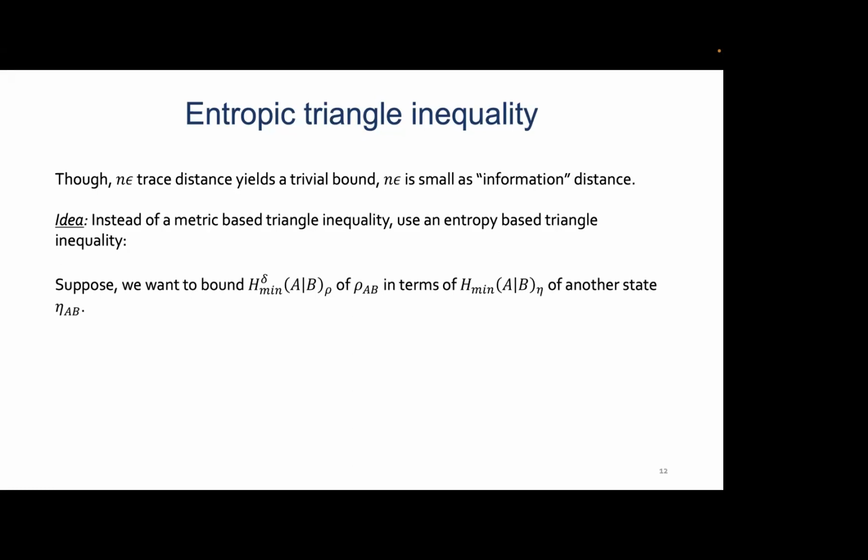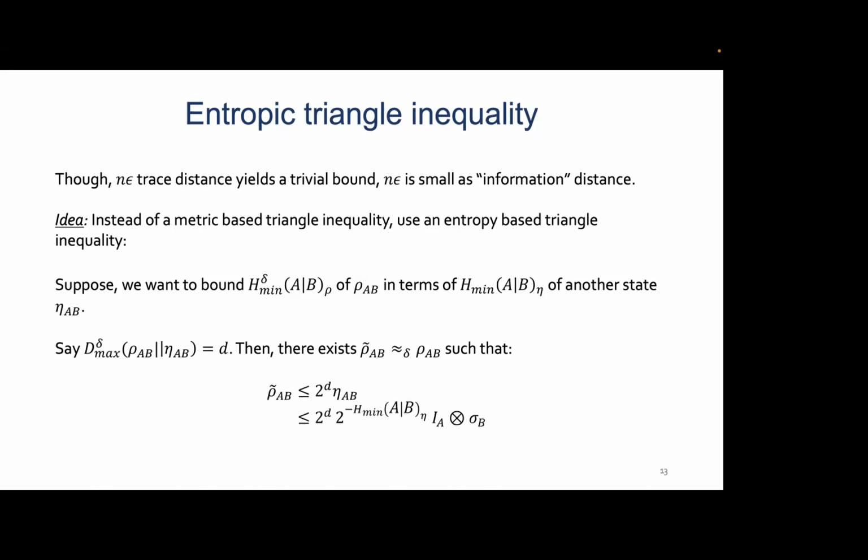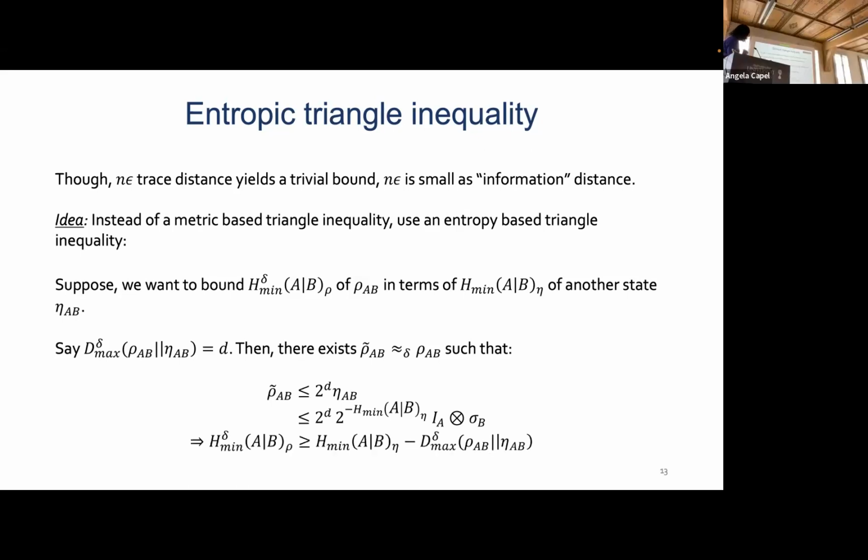And what I mean specifically by that is that let's say you want to bound this smooth min-entropy of rho in terms of the min-entropy of another state theta. It's a completely different state. Let's say their smooth max divergence is d. Now, by definition, this implies that there exists some eta close to rho such that it satisfies this operator inequality. That's just the definition of the smooth max divergence. Now you can further use the definition of the min-entropy of eta to get this bound. And this essentially implies a smooth min-entropy bound for rho, which looks like this.